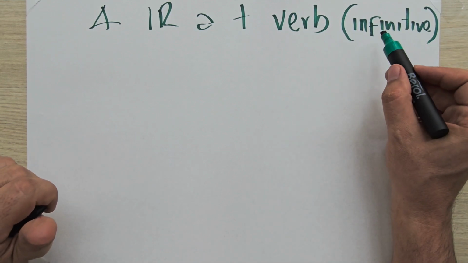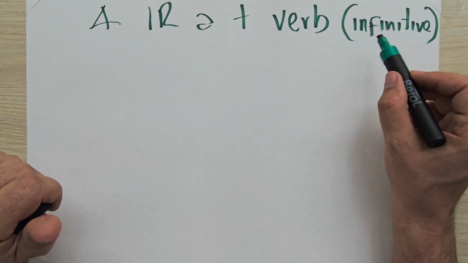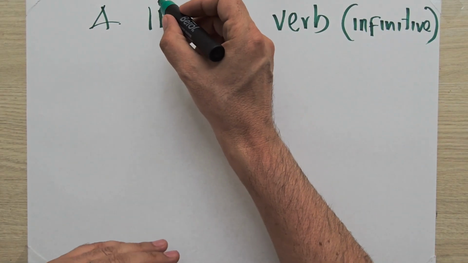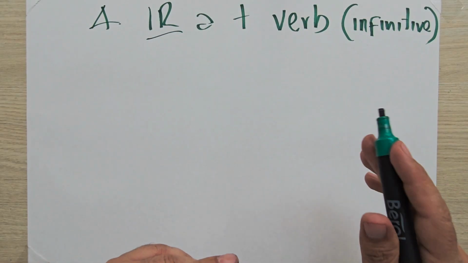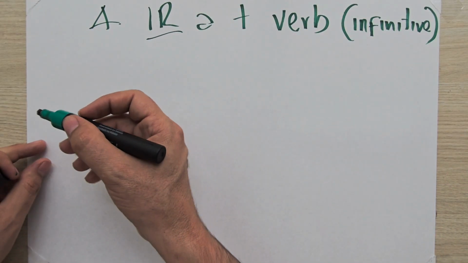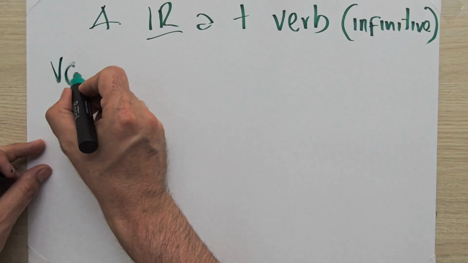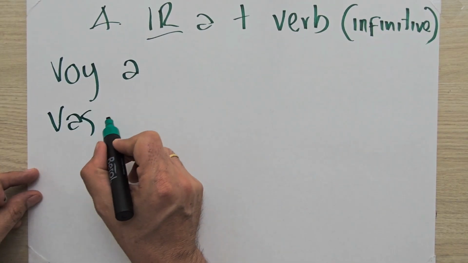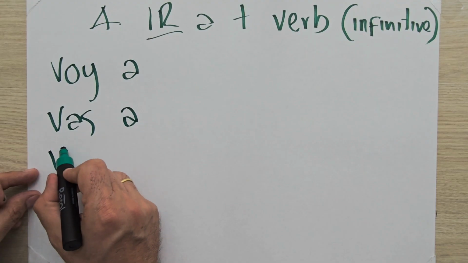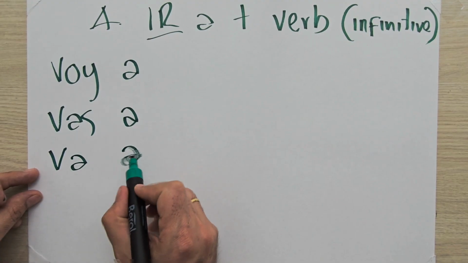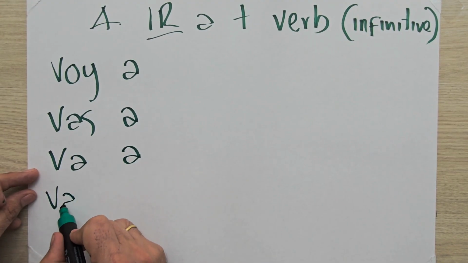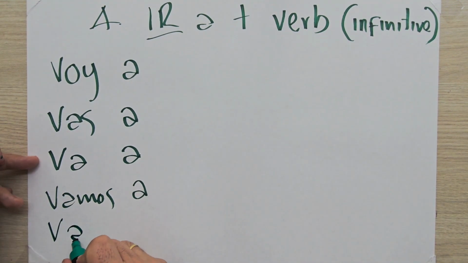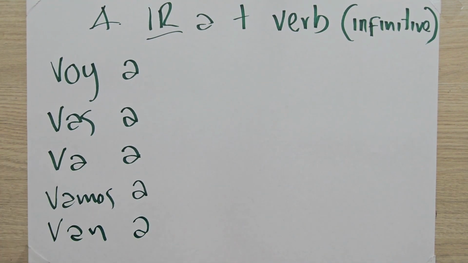Remember that the infinitive form are the endings ar, ir, the base form of the verb. So, the first thing that we need to know is the conjugation of the verb ir. Voy a, vas a, va a, vamos a, van a. How do you pronounce this?